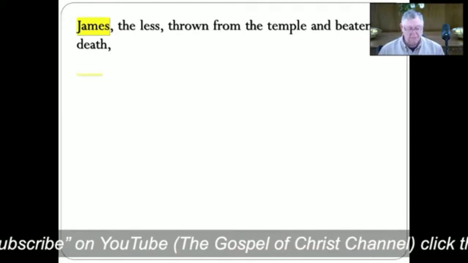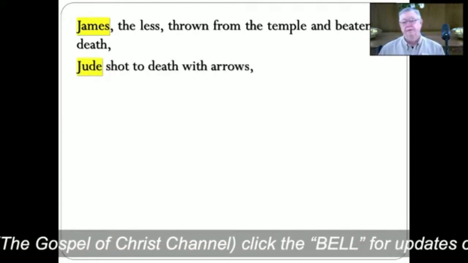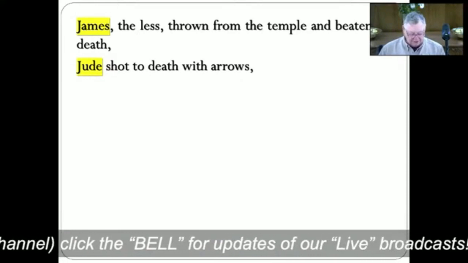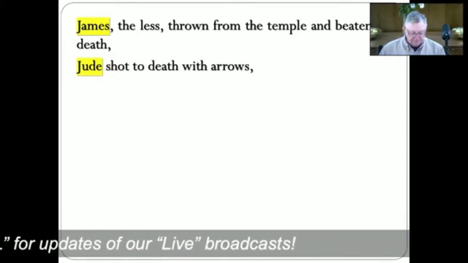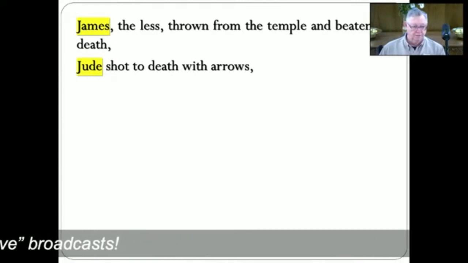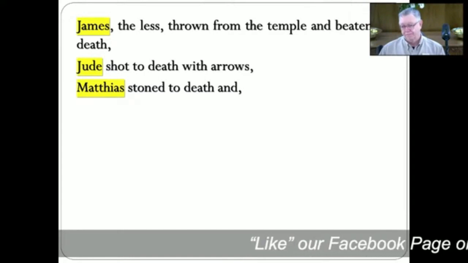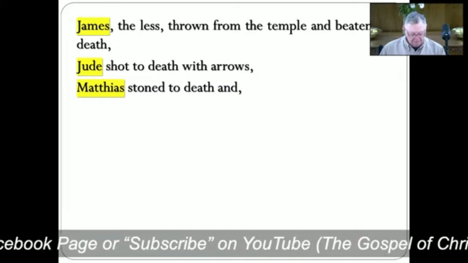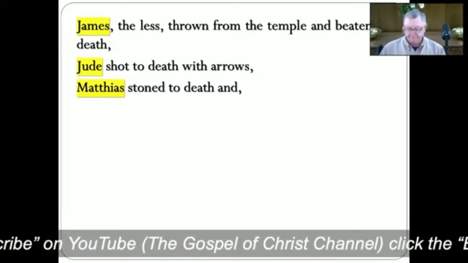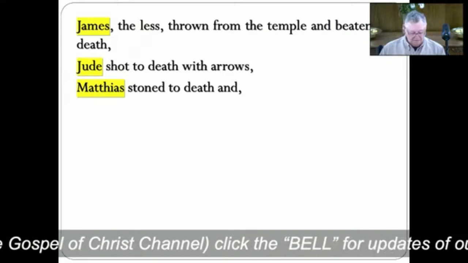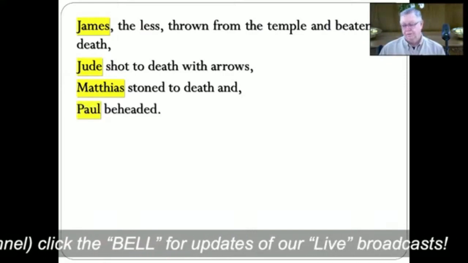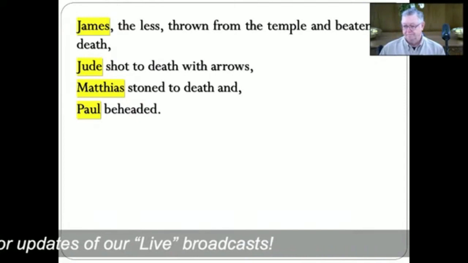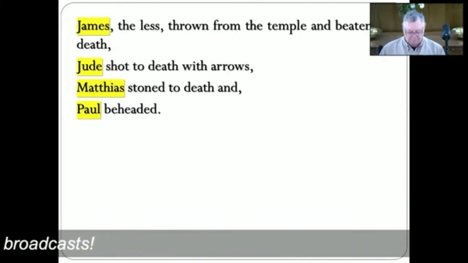Jude was shot to death with arrows. This is the Jude that wrote the book of Jude. Matthias is one that took Judas Iscariot's place, you recall. He was stoned to death. And then Paul was beheaded. Okay, everybody caught up there?